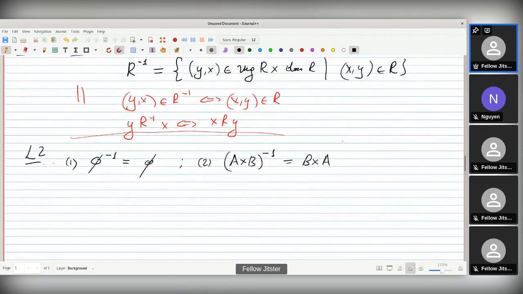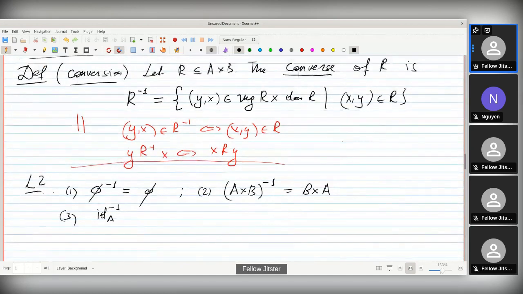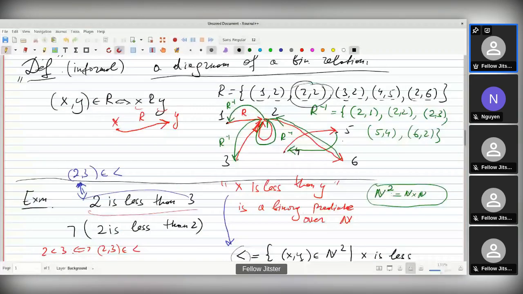Brilliant. What if I take this identity relation? Look, here every pair is of the form x, x. Every pair is an identity pair. What if I convert it here?